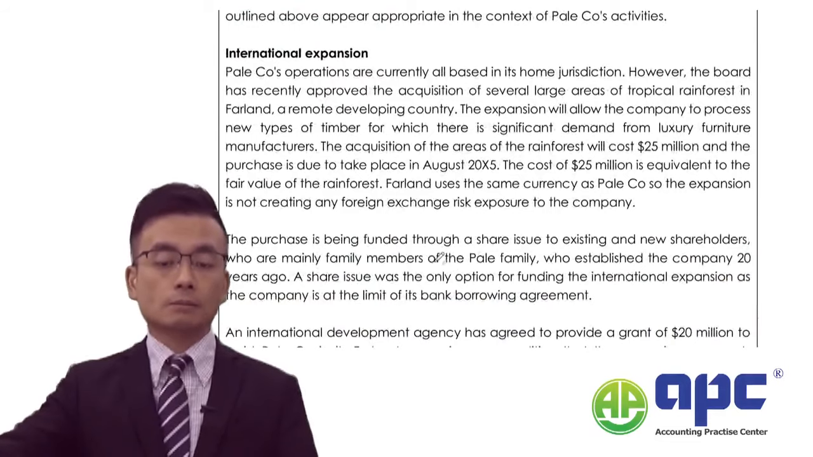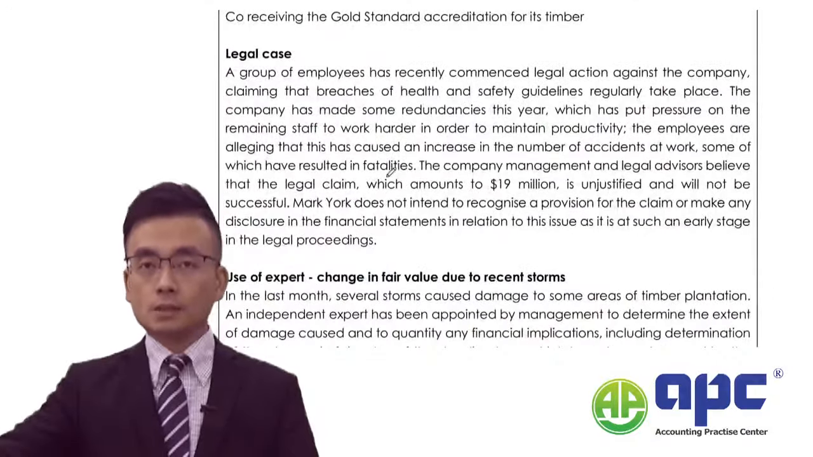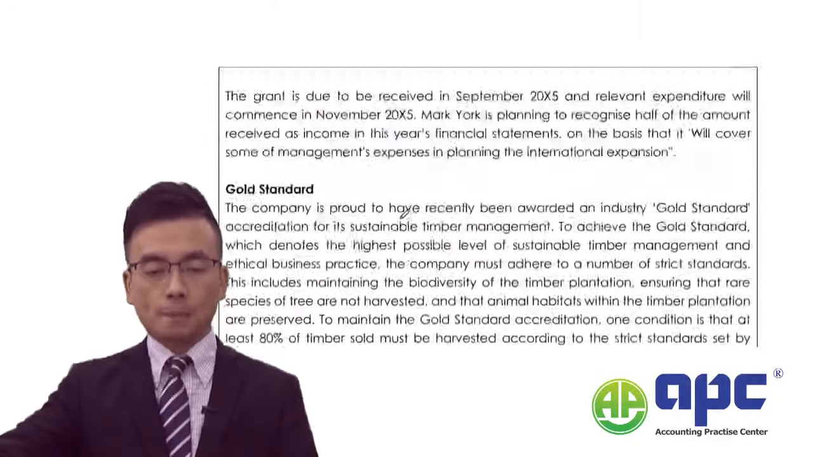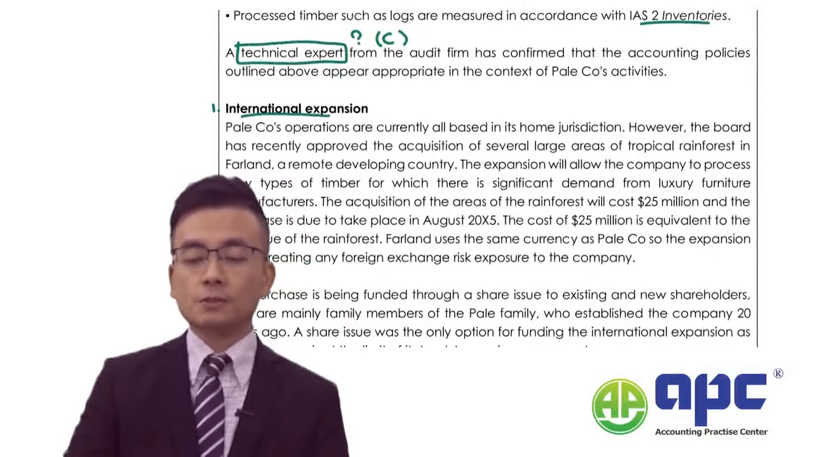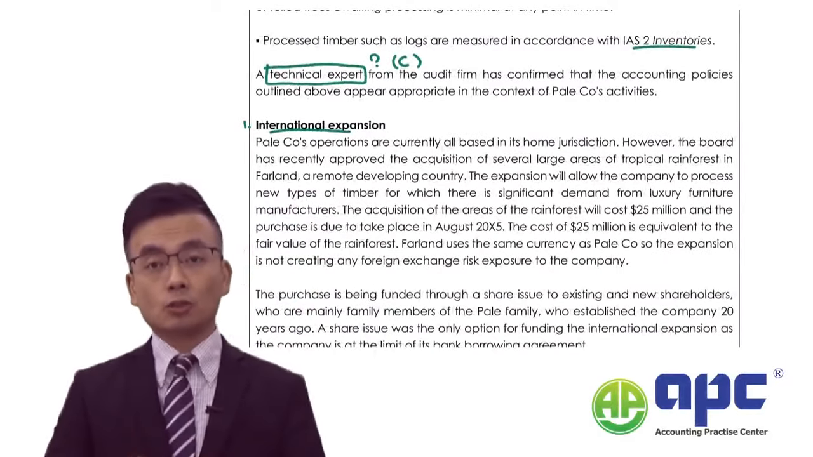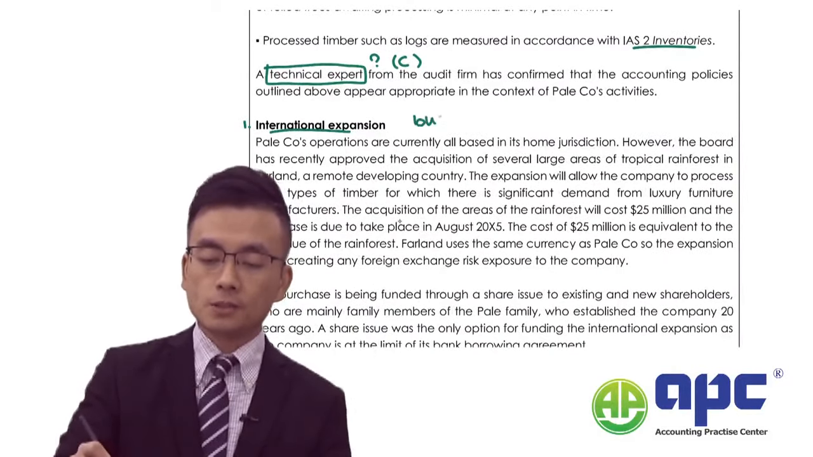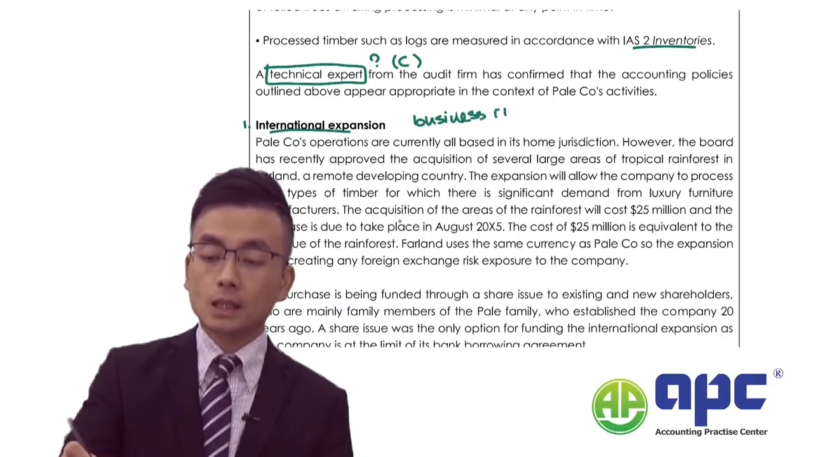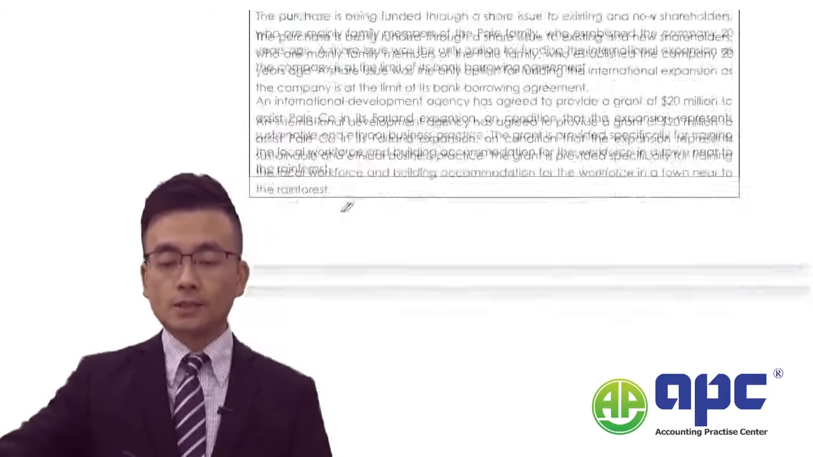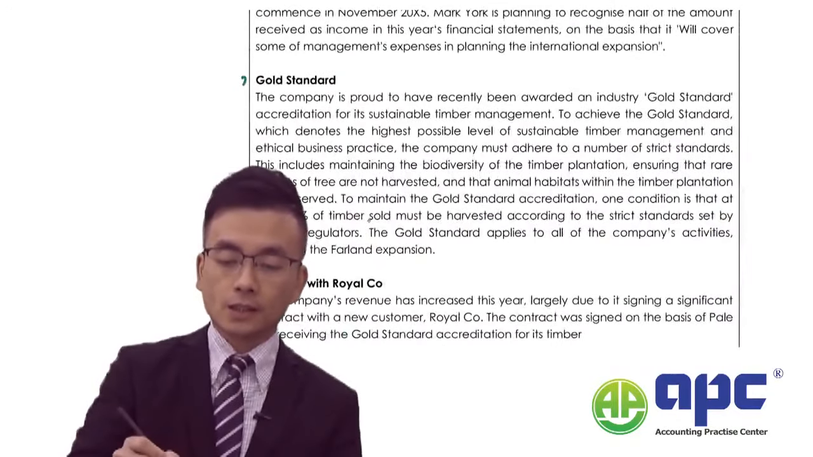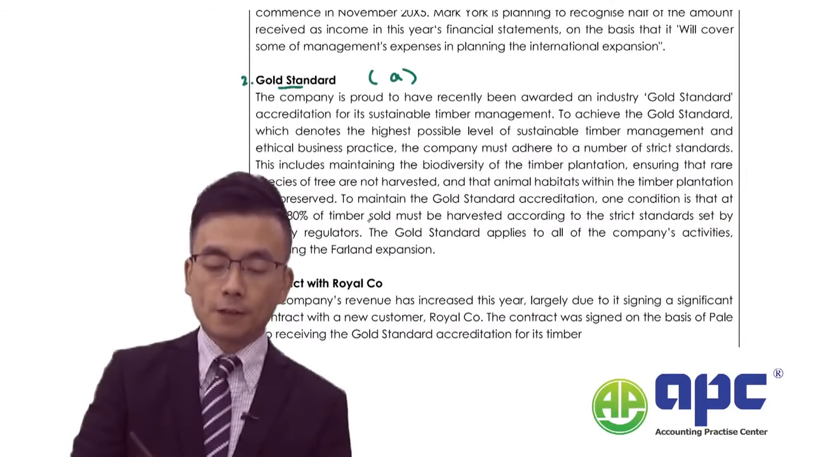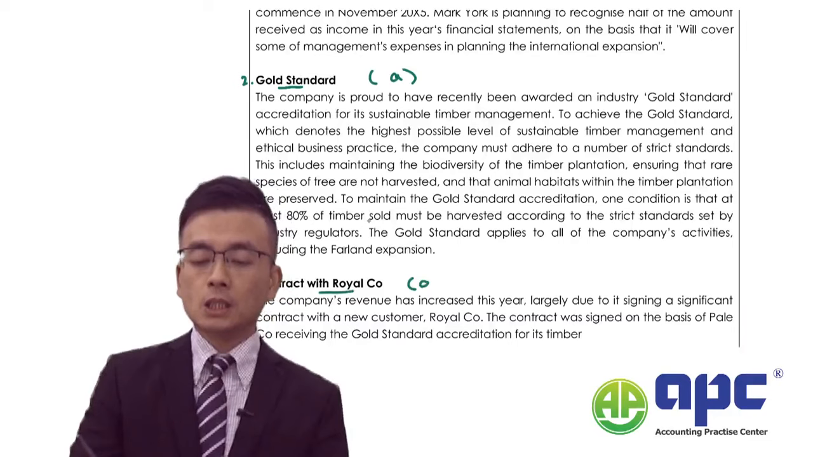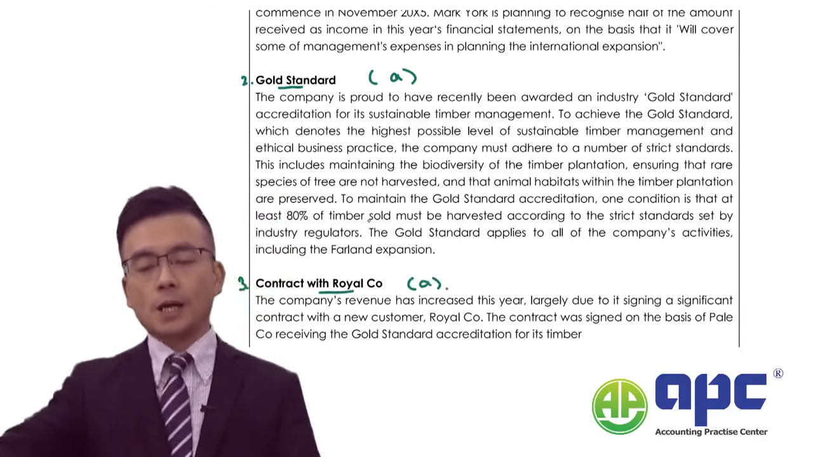Let's talk about the bits and pieces here. So for example, the examiner has done you a favor here because the examiner has bolded the titles. First of all, it's the international expansion, so you can comment on the business risks here. And then the second heading, gold standard, you can also talk about the business risk in part A. Third, contract with royal company, talking about the business risk and so on related to part A here.